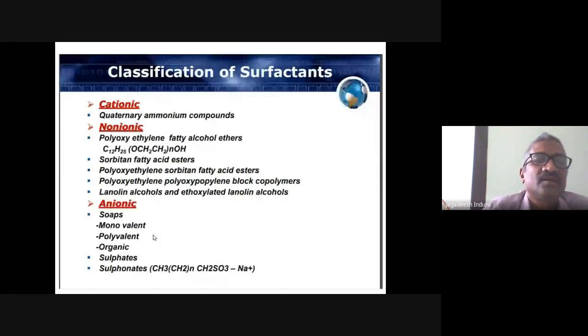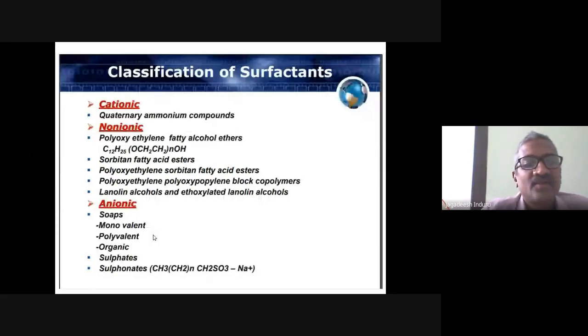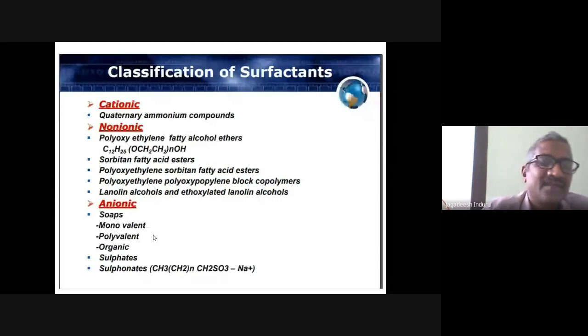These include polyoxyethylene, polyoxypropylene block polymers, and lanolin alcohol and ethoxylated lanolin alcohol. Whereas the anionic ones include the monovalent soaps and divalent, polyvalent soaps. Organic sulfates and sulfonates are also used as anionic surfactants.